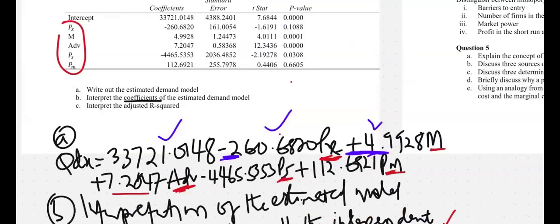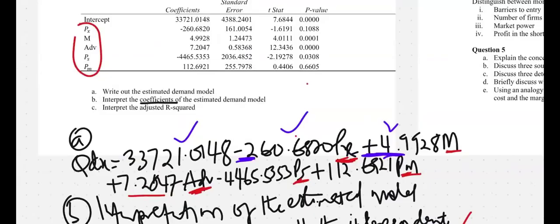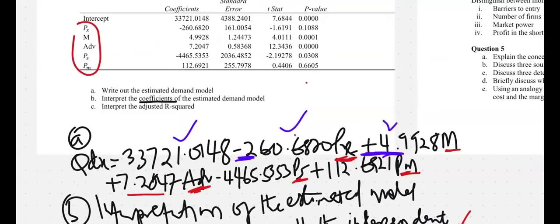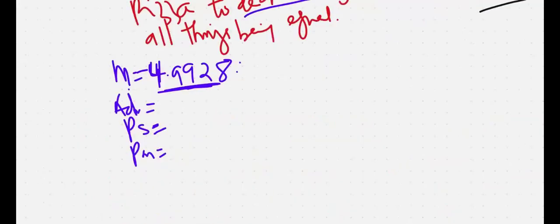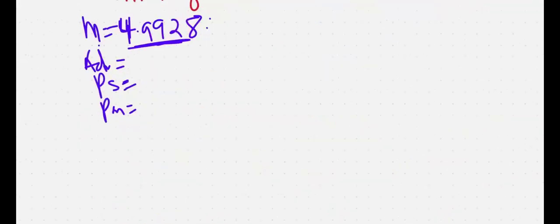C. Interpret the adjusted R squared. So who can help us with what the adjusted R squared stands for? Interpret. Okay, so we're on question C.